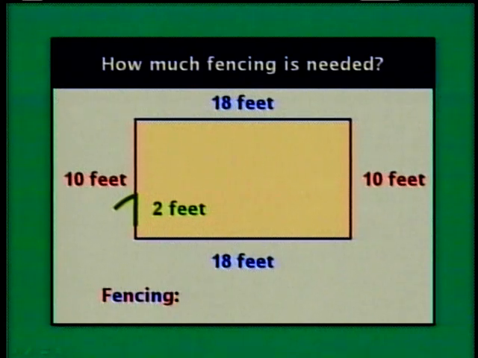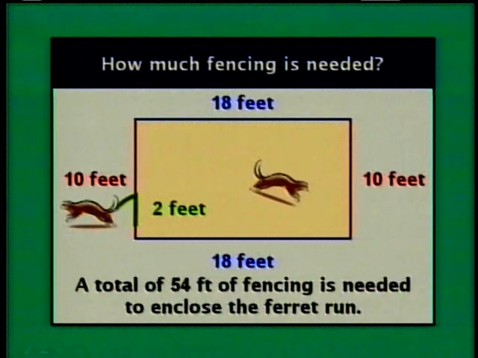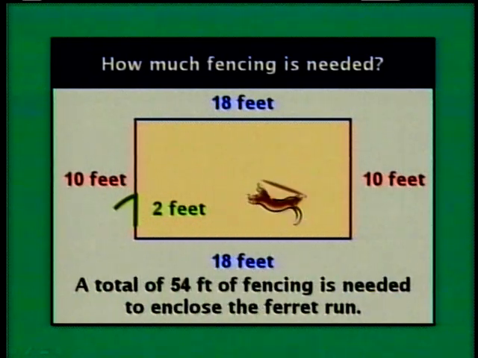So this time, when I calculate the total distance around the pen, rather than adding 18 to 10 to 18 to 10, I'm going to make the observation that there are two sides of length 18 feet, and I'm going to add to that the two sides of length 10 feet, and then I'm going to subtract from that the 2 feet for the gate. So let's see, we had a 56-foot perimeter. We're taking away 2 feet from the perimeter, so we can see that a total of 54 feet of fencing is needed to enclose the ferret run. Looks like one of our ferrets took a header there.